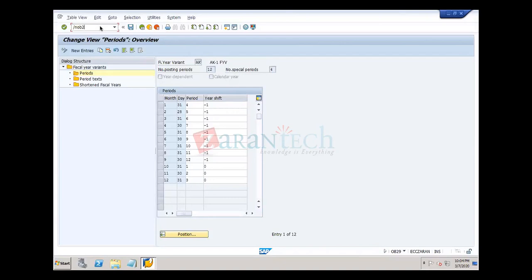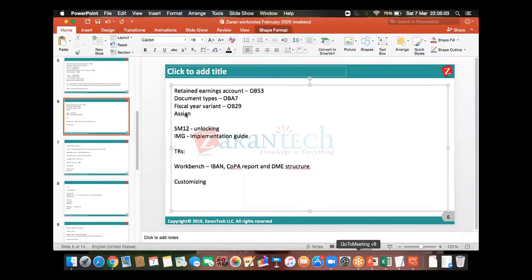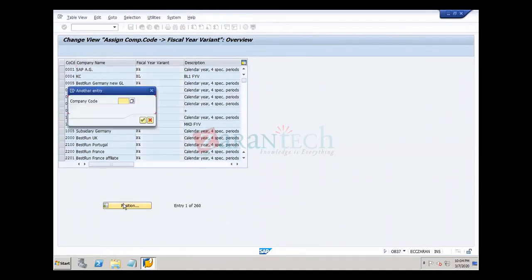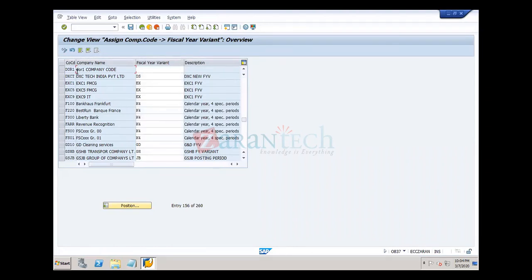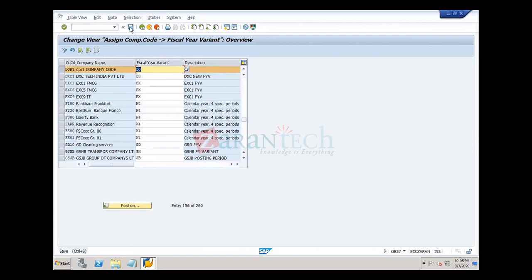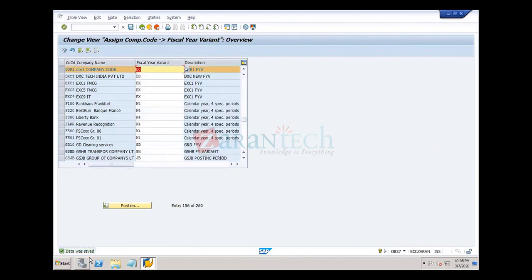So, after creating the fiscal year, you need to go to OB37. What is OB37? Assign fiscal year variant to company code. What is the transaction code? OB37. Go to the position button. Here you can see any transaction code where I'm moving the cursor. What is your company code? This is my company code. Against my company code, give the fiscal year variant that I have defined and save. The system is throwing a pop-up. Give the TR name. Data is saved. Fine, done.